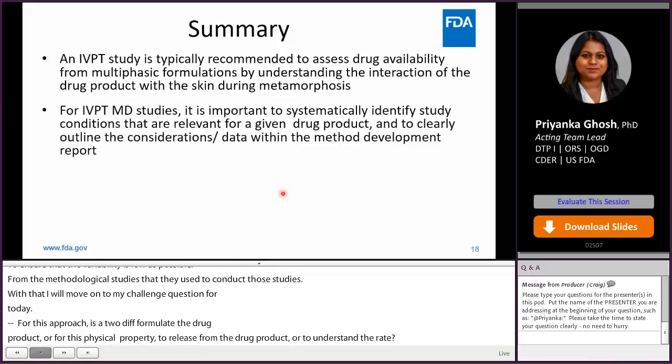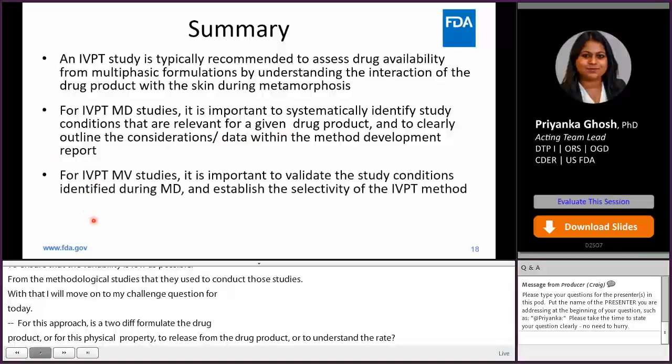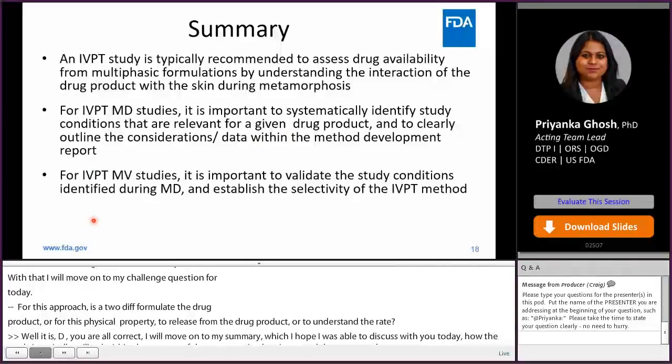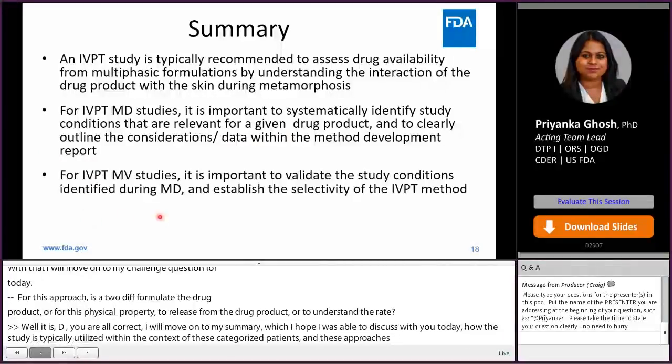For the method development studies, the key consideration is to systematically identify study conditions that are relevant for a given drug product and clearly document them within your method development report. For the method validation studies, it is very, very important to validate the study conditions and also establish the discriminatory ability of your IVPT method.